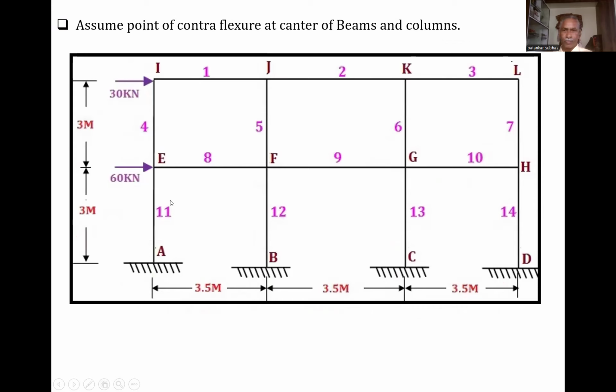This is the problem. So the point of contraflexure always lies at the center. Here, at every center of the beam and column, we have given some numbers for our convenience. So 1, 2, 3 indicate the center of the beams, and 4, 5, 6, 7 indicate the center of the columns. Similarly for the columns E, F, G, H it is 8, 9, 10, and for E to A 11, F to B 12, G to C 13, and H to D 14. In this way we have given the numbering, that is the node.